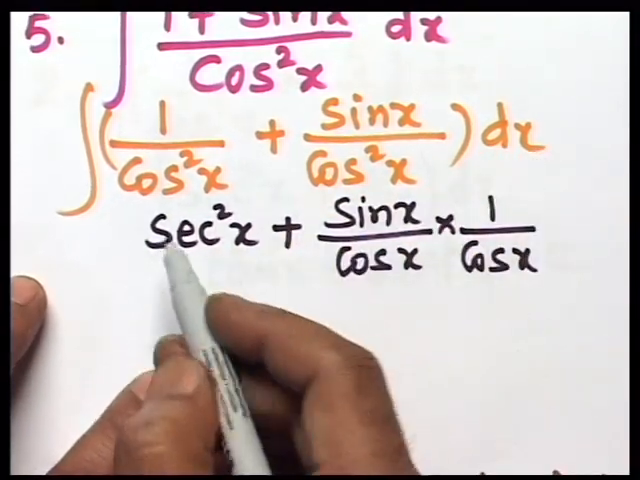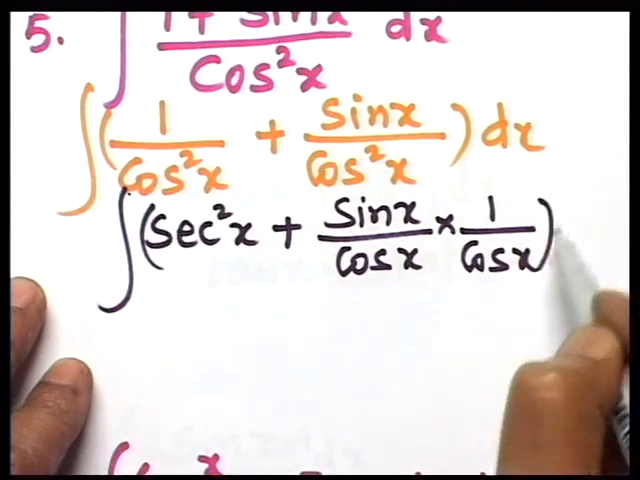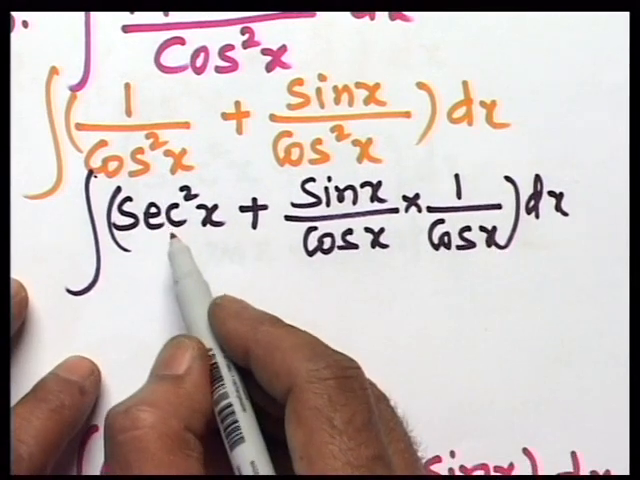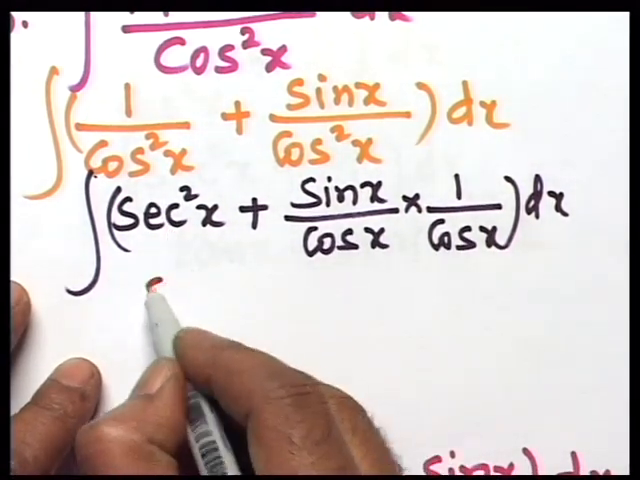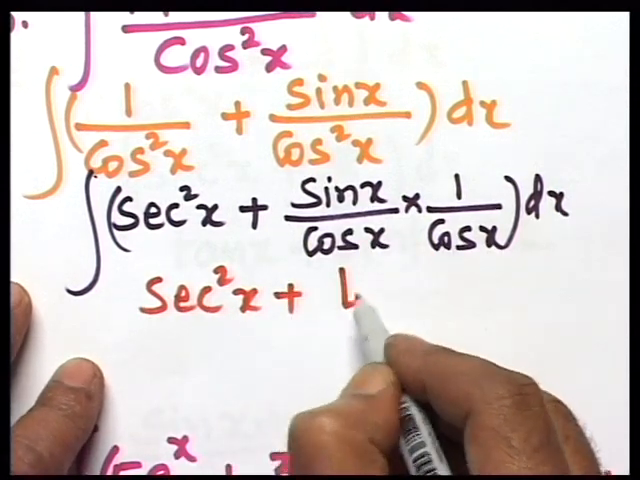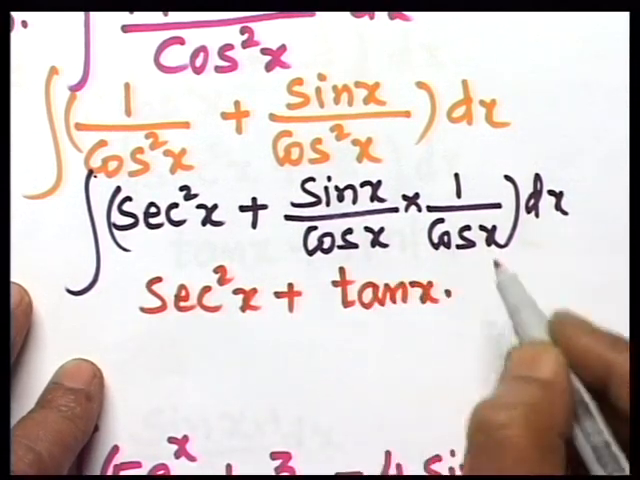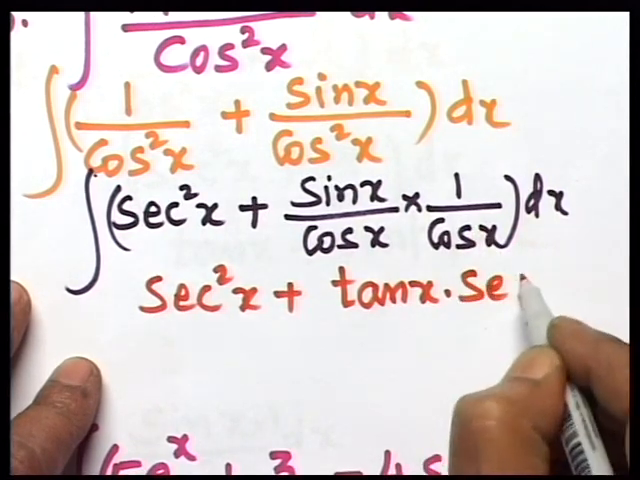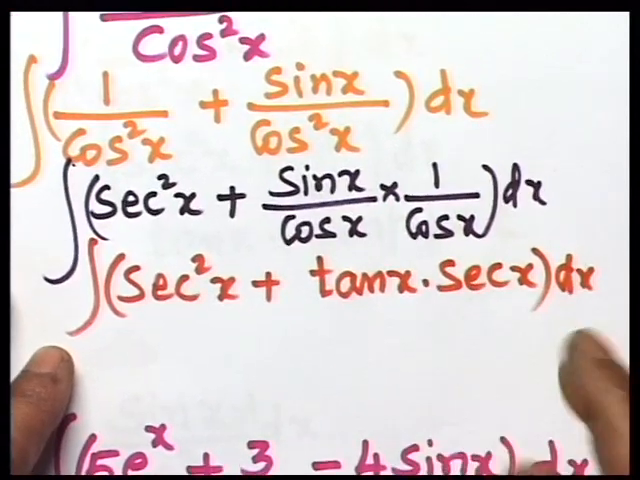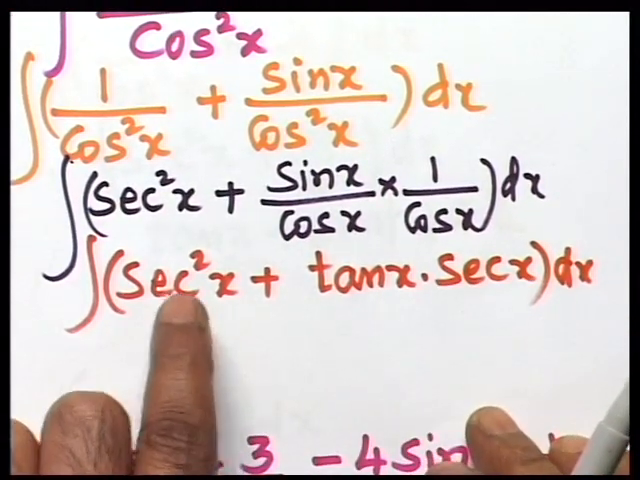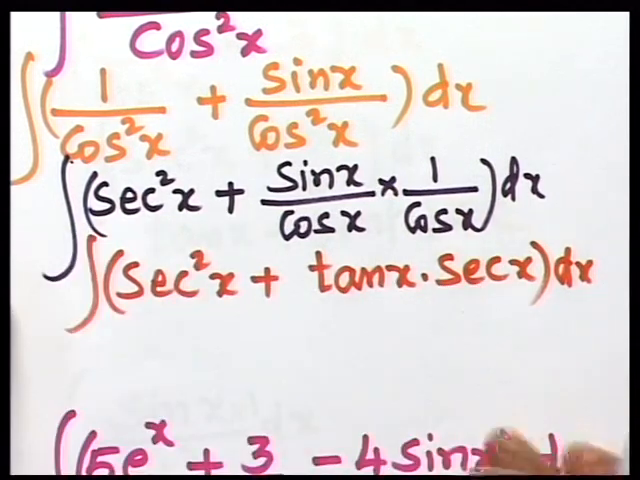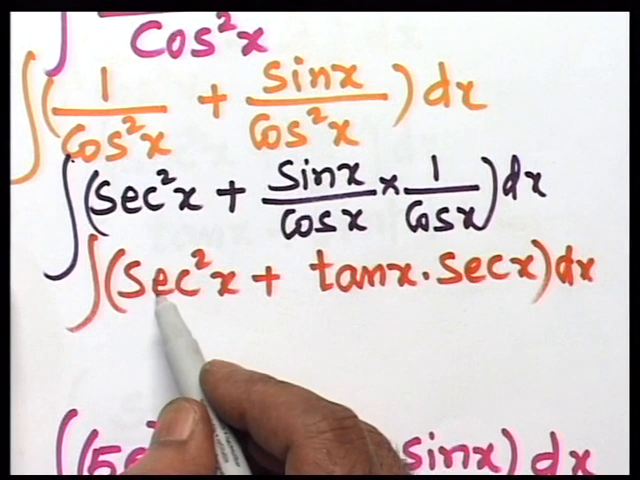We didn't integrate, okay? So integration sign comes, bracket and dx. Now we are going to integrate that. After the next step, please. So that's a sec square x plus sin over cos is a tan x, and times 1 over cos is a sec x. Integration dx. After that, we are able to integrate. That's a standard form or standard function. That's a standard function.